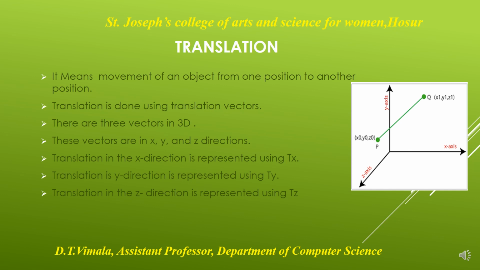What is a translation? It means the movement of an object from one position to another. The translation is done using a translation vector. There are three vectors in a three-dimensional view. These vectors are in X, Y and Z. We can see in the image. Translation in the X direction is represented by the translation vector Tx. Translation in the Y direction is represented by the translation vector Ty. Translation in the Z direction is represented using the translation vector Tz.